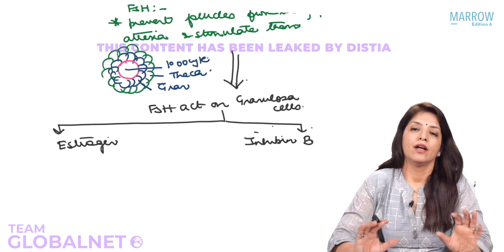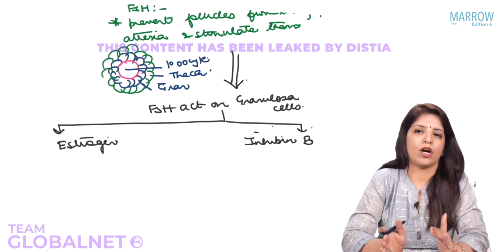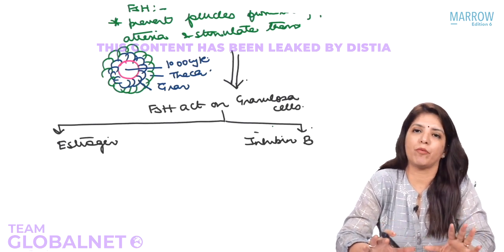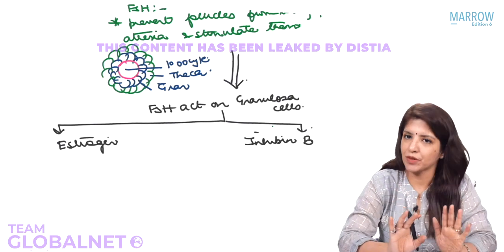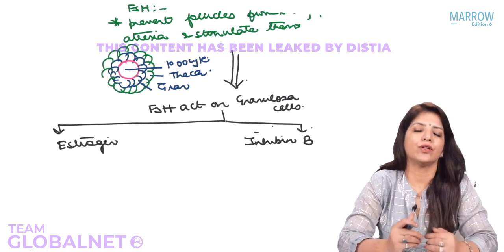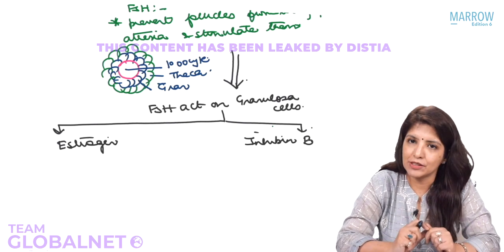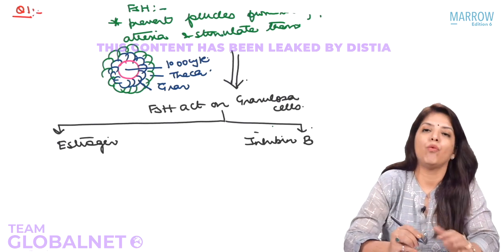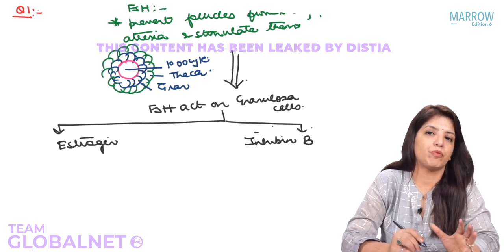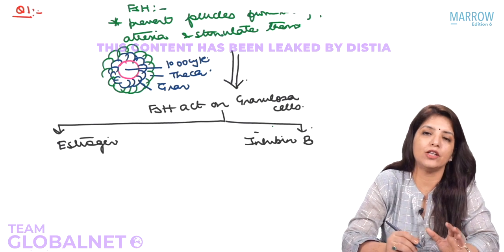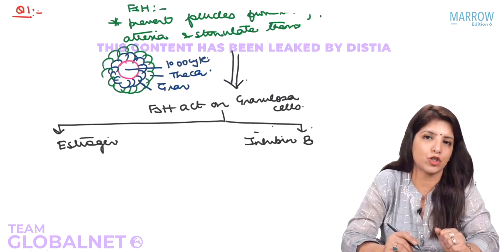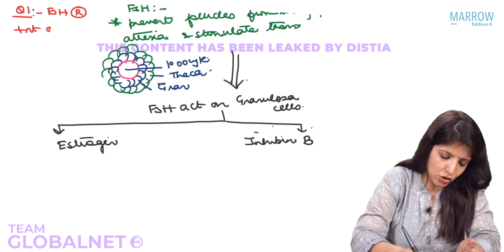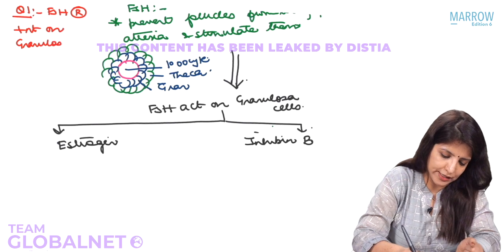Now, before I go any further, let us talk about this much part. I am telling you that the follicles which were about to undergo apoptosis have been stopped by FSH, right? And FSH is acting on the granulosa cells of these follicles. In other words, if I ask you my question number 1, where are the receptors of FSH present in females in the ovary? On which cells are the receptors of FSH present? FSH receptors are present on granulosa cells.